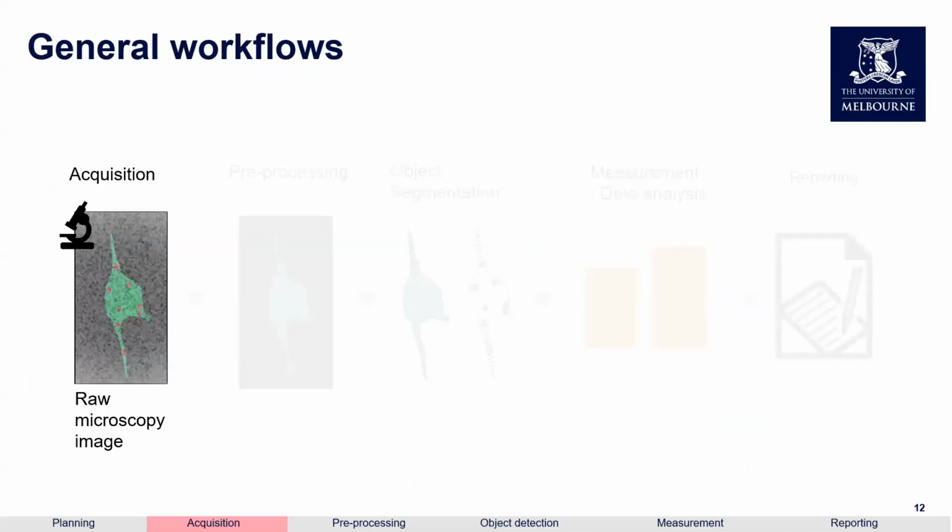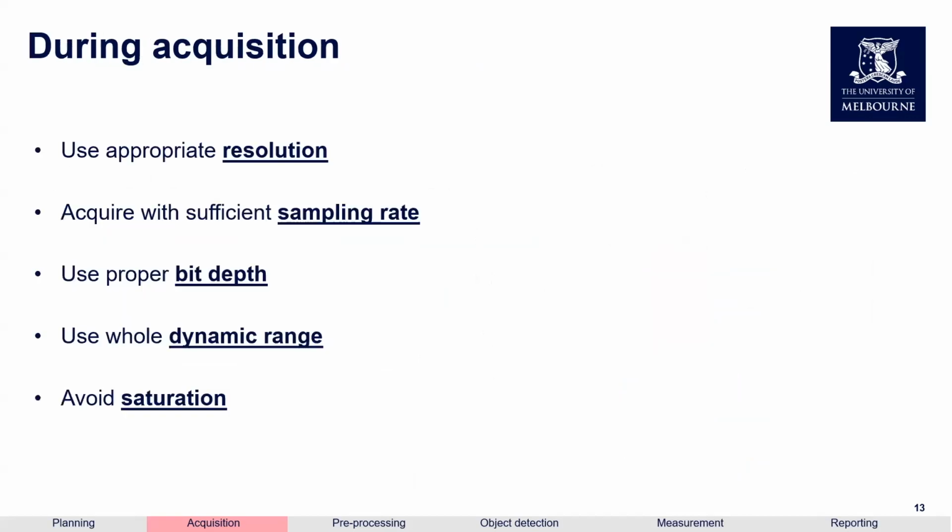So let's start with the first step of the image analysis workflow, which is acquiring your images. Acquiring good images is critical for good measurements. And since the microscopy basics are already covered in our previous lectures, I'll focus on 5 key factors affecting the quantifications, which are resolution, sampling rate, bit depth, dynamic range, and saturation.